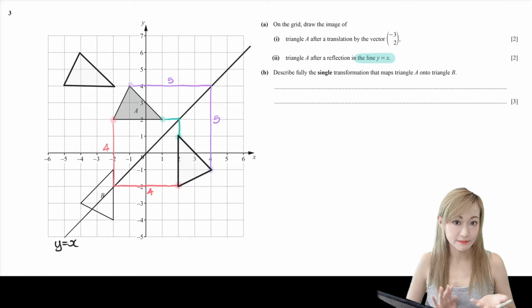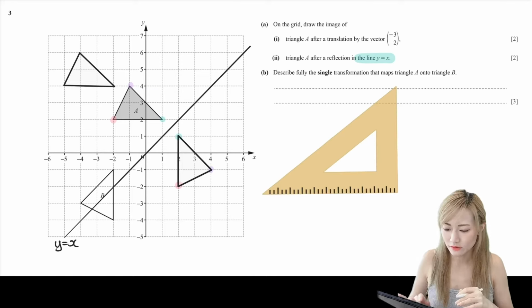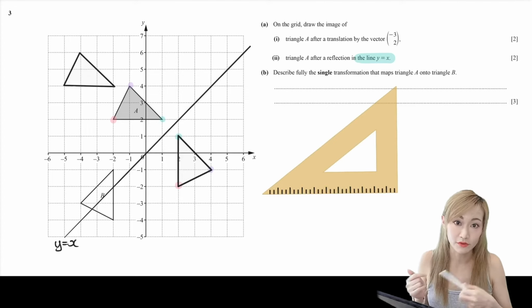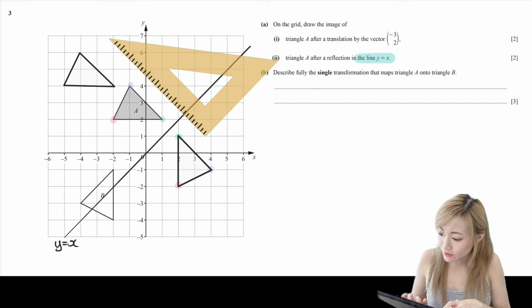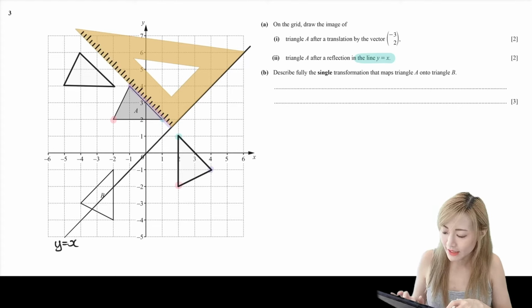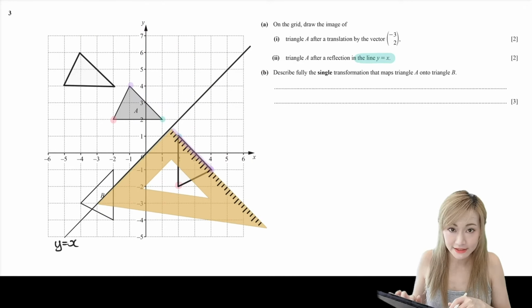If you don't like this method though, you can always use a ruler to help you, especially one with a right angle, because the perpendicular distance has to be the same from the line to the original shape and to the reflected shape. You can use the right angle to measure the perpendicular distance from the line to each point, and then flip it to the other side to find out where that is for the reflected shape as well.